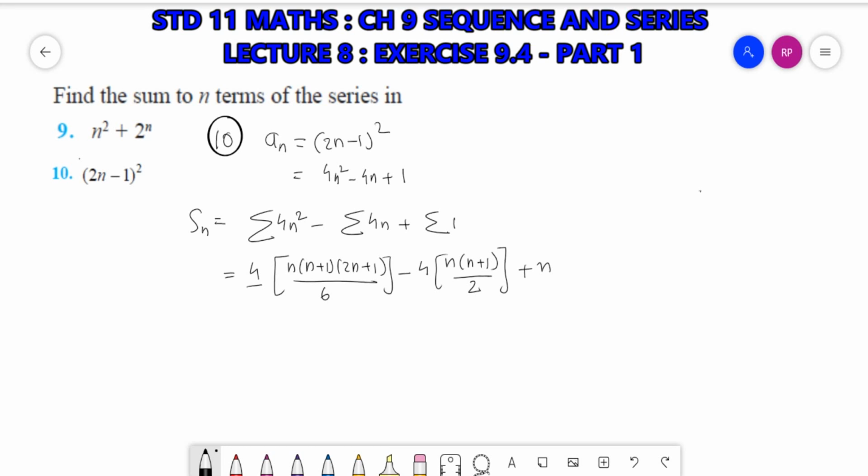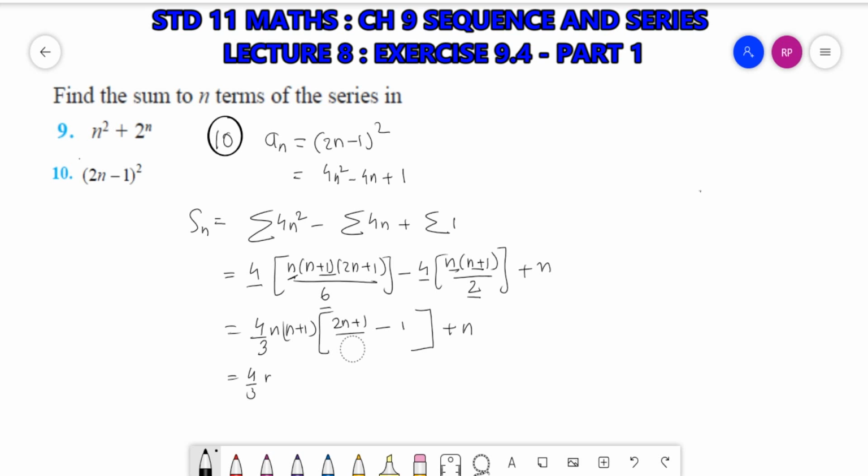From the first two I can take 4 common, and in the denominator 3 common, so 4 by 3. I can take n common, I can take n plus 1 common. So remaining is 2n plus 1 by 3 minus, I have taken 4 common and n plus 1, everything I have taken common, so this will be equal to 1, plus n. Clear?